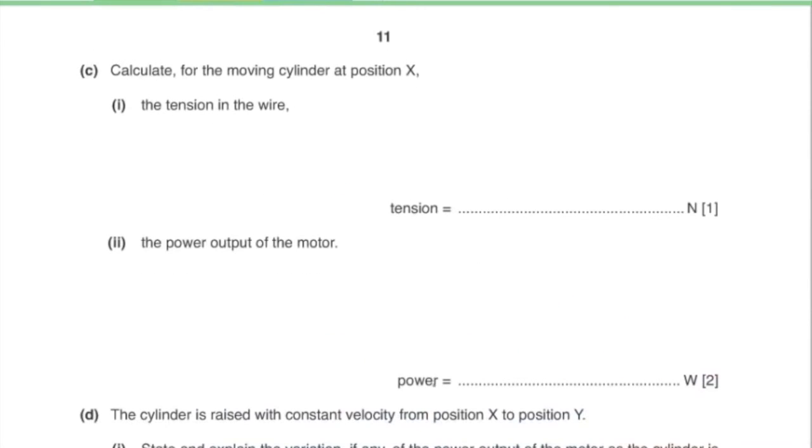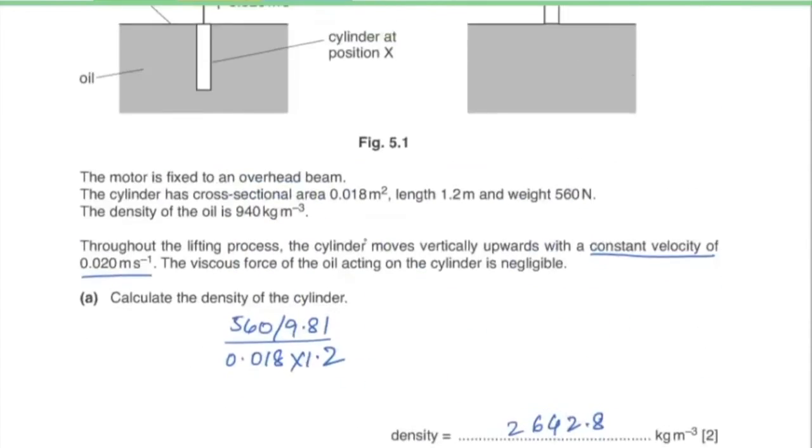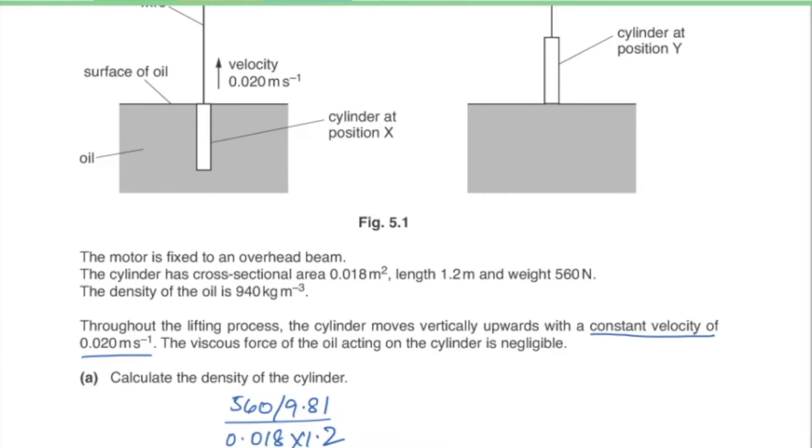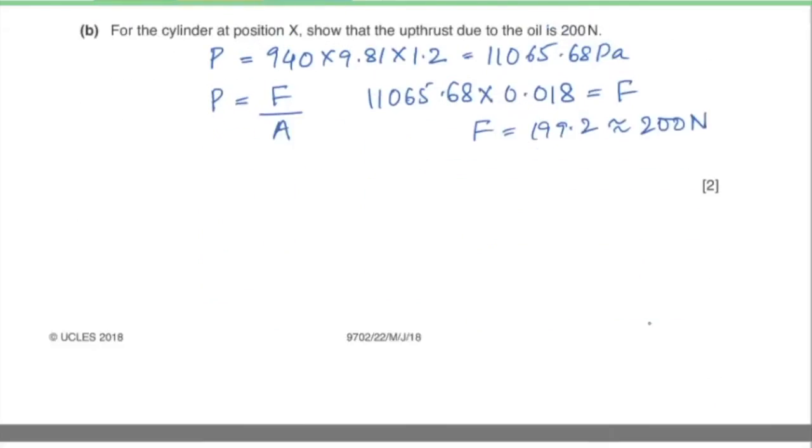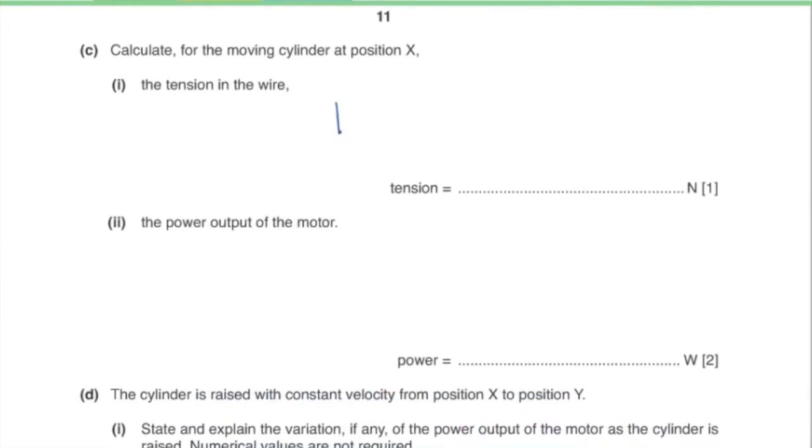Part C, calculate for the moving cylinder at position X. Part 1, the tension in the wire. Since the cylinder is moving with constant velocity, as it is stated right over here, the tension of the wire and the upthrust due to the oil must be equal to the cylinder's weight. Suppose this is the cylinder and the weight acts from the center, the upthrust acts upwards and the tension also acts upwards.